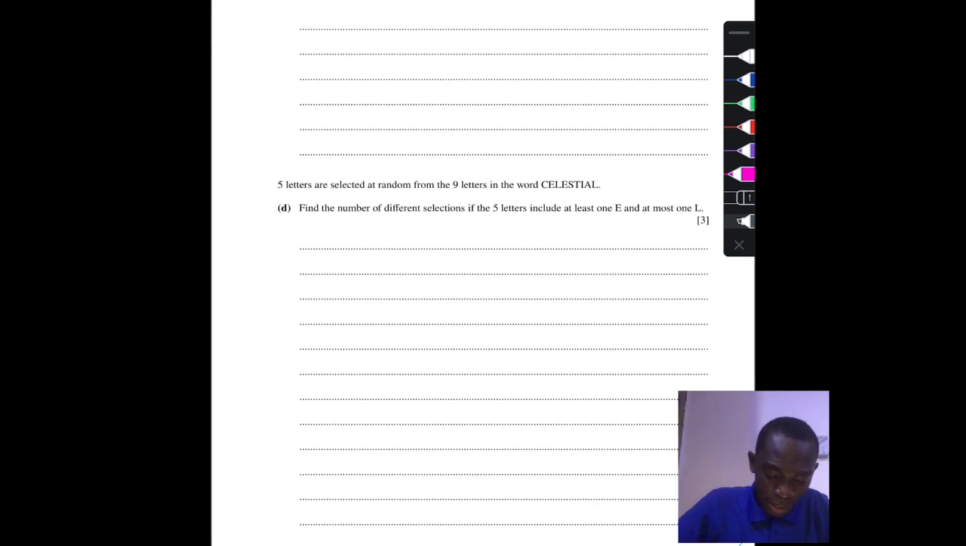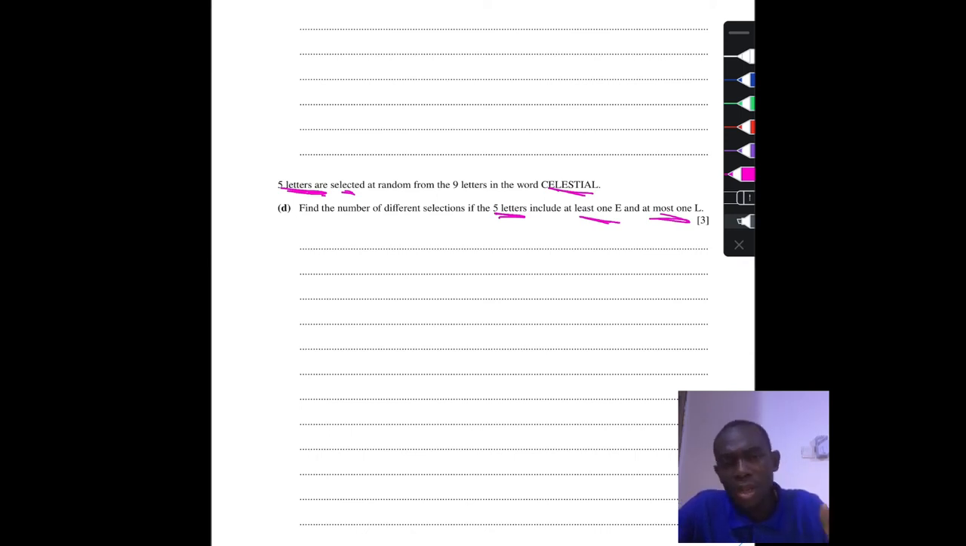Says 5 letters are selected. Okay, selected combination. Be careful, combinations are selected from the 9 letters in the word celestial. Find the number of different selections if the 5 must include at least 1 E and at most 1 L. Wow, this is interesting. At least 1 E, at most 1 L.